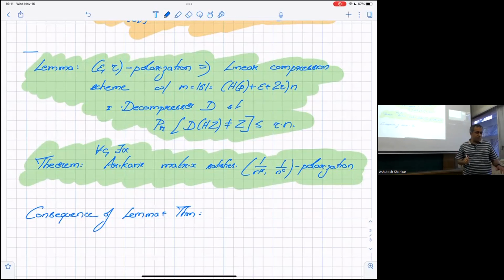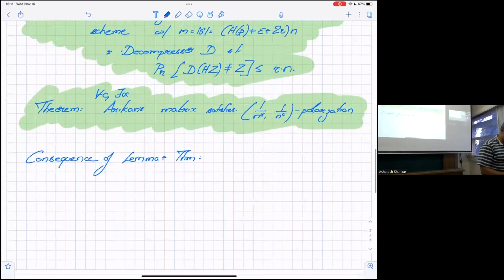So what I want to show now, there are several things over here. We need to prove the theorem. The main consequence of what we have so far is that n is poly 1 over epsilon. And why is that?